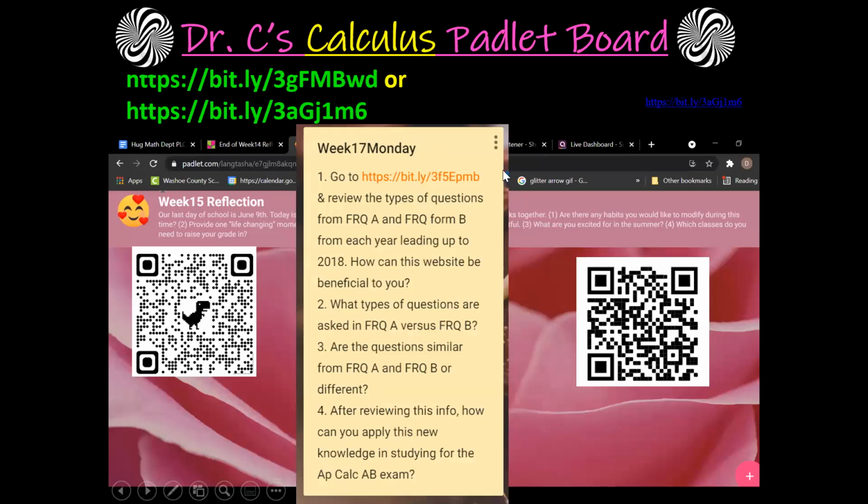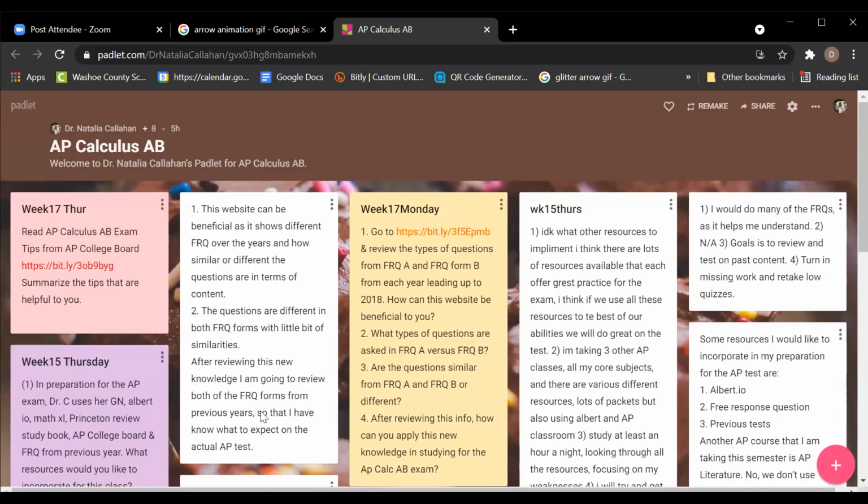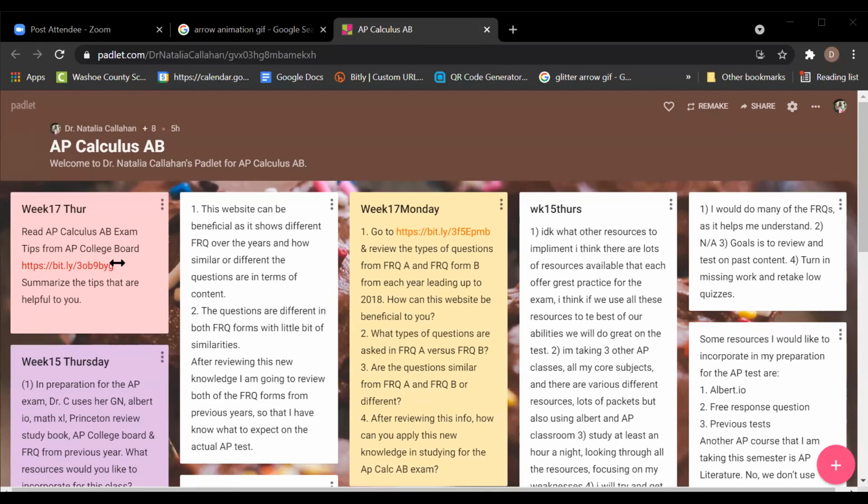It says week 17. It's not going to say Tuesday or Monday, it's going to say week 17, Thursday. So let's go ahead and give that a try. It will look something like this. Read the AP exam tips from AP College Board. Summarize the tips that are helpful to you. So make sure you guys do that.